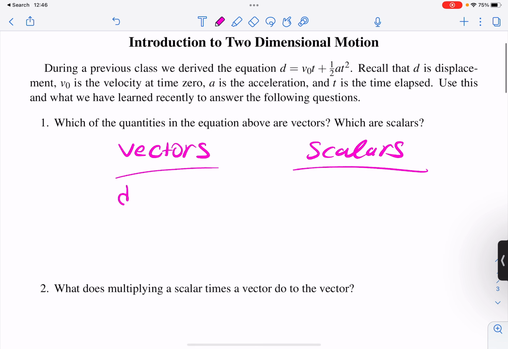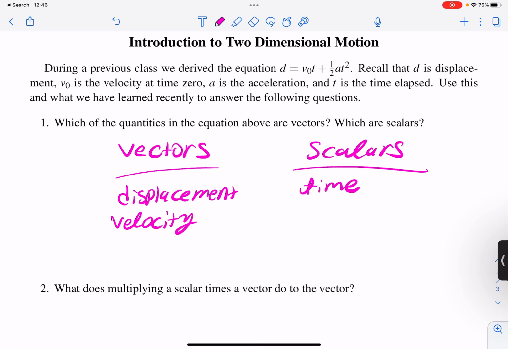We know that displacement is a vector. We know that velocity is a vector. We know that time is a scalar because it's only positive. And we know that acceleration is also a vector.